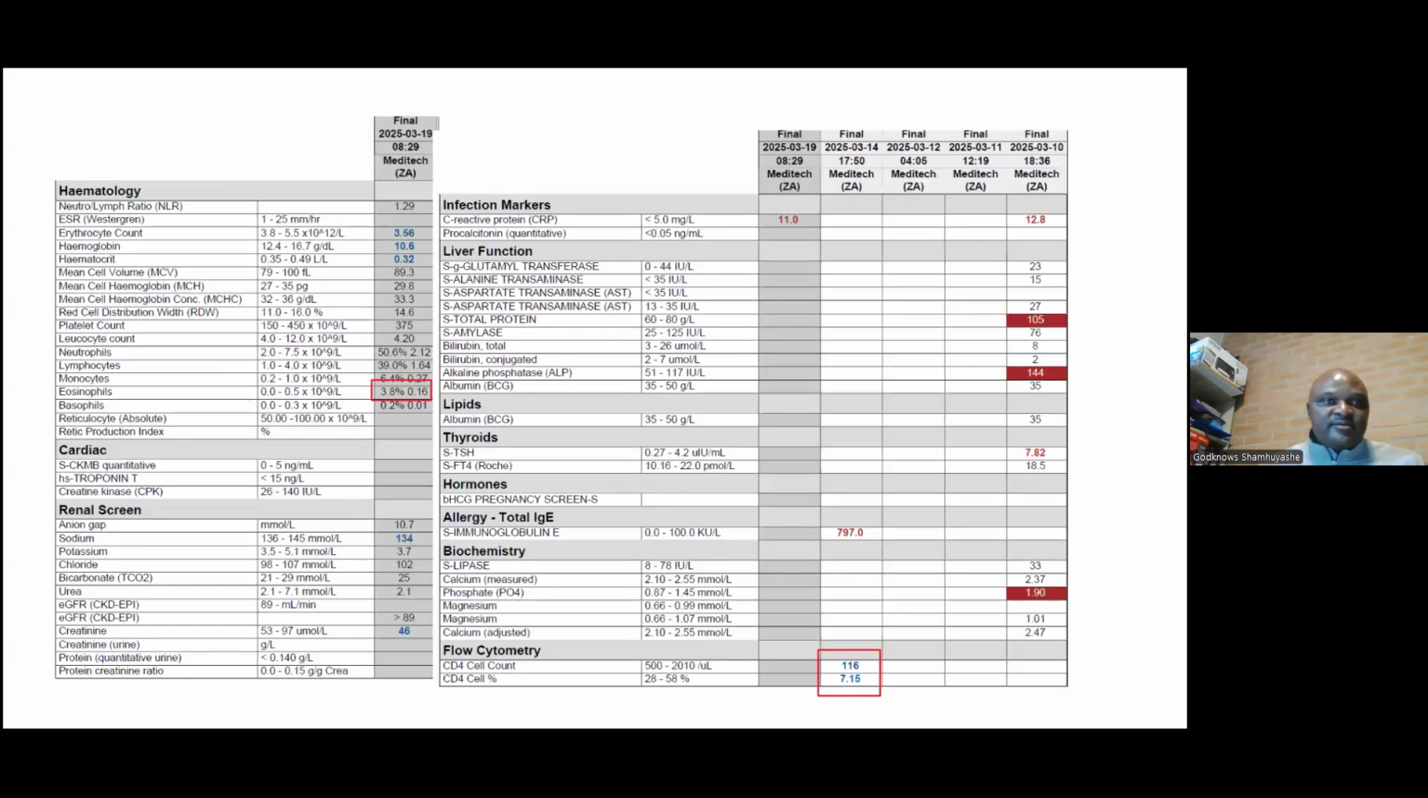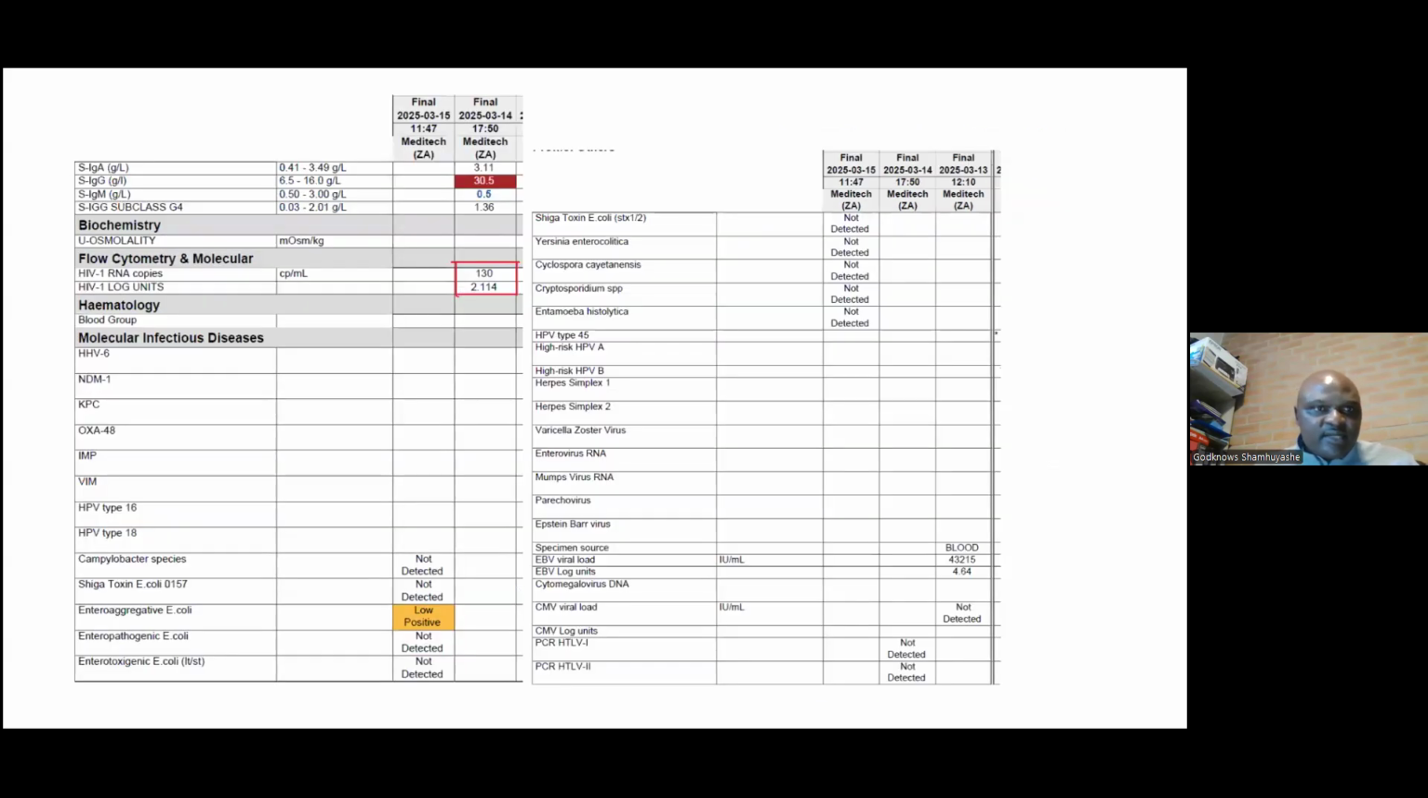So the workup which was done then: on bloods, she was mildly anemic with an Hb of 10.6. The eosinophil count was normal, and the CD4 count was 116. At the time she was diagnosed, it was 79 according to her. The inflammatory marker CRP was slightly elevated at 11.0. The liver function tests were almost normal, except for a slightly high ALP. Immunoglobulin E was also elevated, at 797.